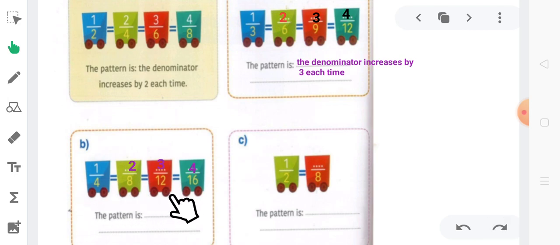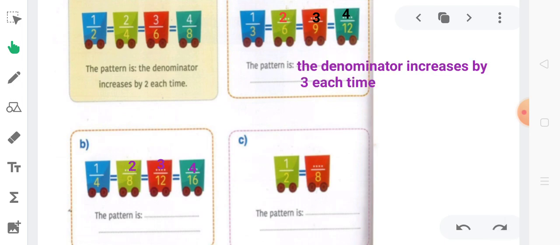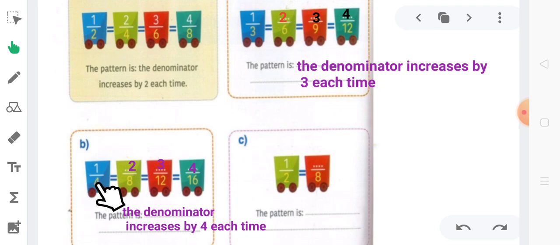Okay, the pattern is, the denominator increases by 4. 4 plus 4 equals 8. 8 plus 4 equals 12. Then 12 plus 4 equals 16. And the numerator increases by 1, as we see here. Look at the last one. It's a tricky one.